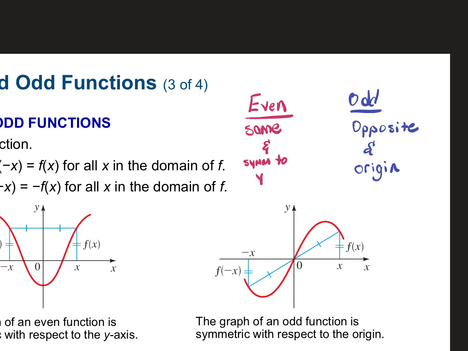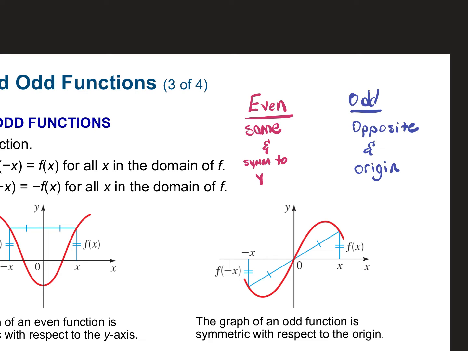But graphically, guys, a function is even if the direction of the arrows are the same, if the arrows are going in the same direction, and it's symmetric to the y-axis. What does that mean? The y-axis does what? Cuts it in half, okay? If the function is odd, then the arrows are going in opposite directions, and it has to go through the origin. It has to do both of those things if it's even, or both if it's odd, not just one. If it doesn't do both things and you think it's even, and it doesn't do both things and you think it's odd, then it's neither.